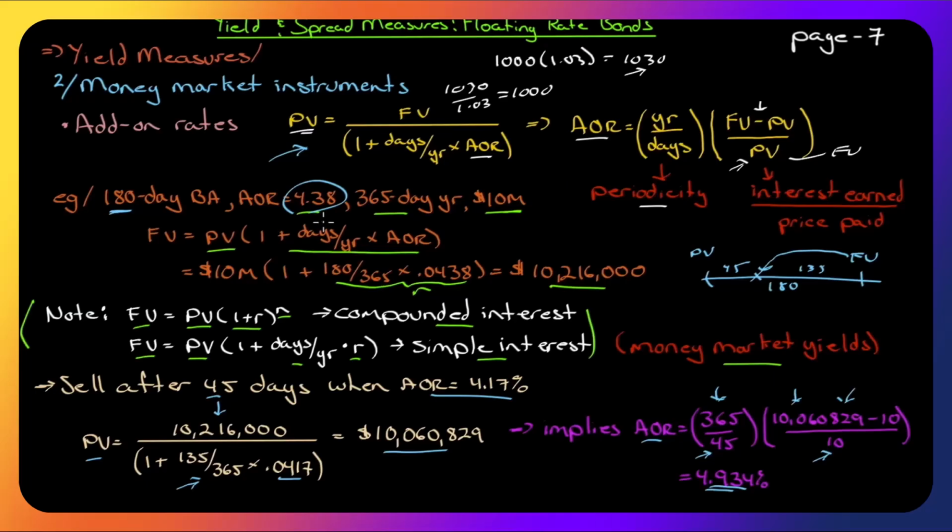Does that make sense? It does. We bought this when the add-on rate was 4.38%, but we sold it when the add-on rate was 4.17%. When interest rates go down, what happens to the price of fixed income securities? They go up. So over these 45 days, we earned some accrued interest, plus we also earned a capital gain because the add-on rate dropped, which means since this is paying a higher rate, this is paying 4.38, the market only wants 4.17, it's willing to pay a little bit more. So we can calculate our effective add-on rate given that we sold it for this price.